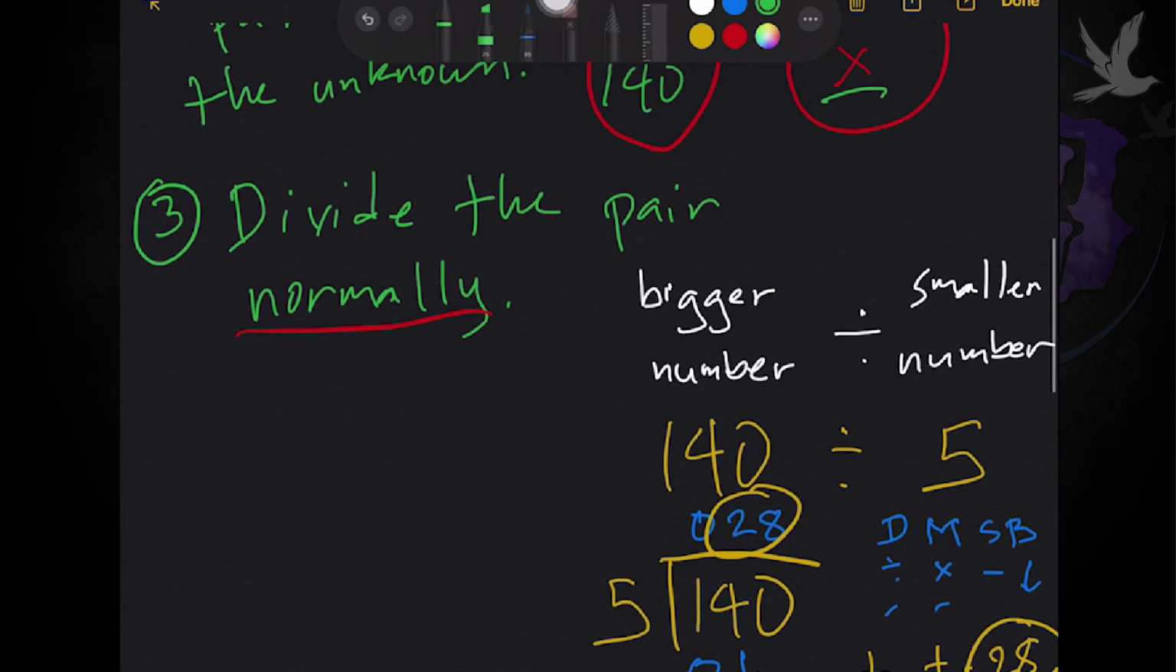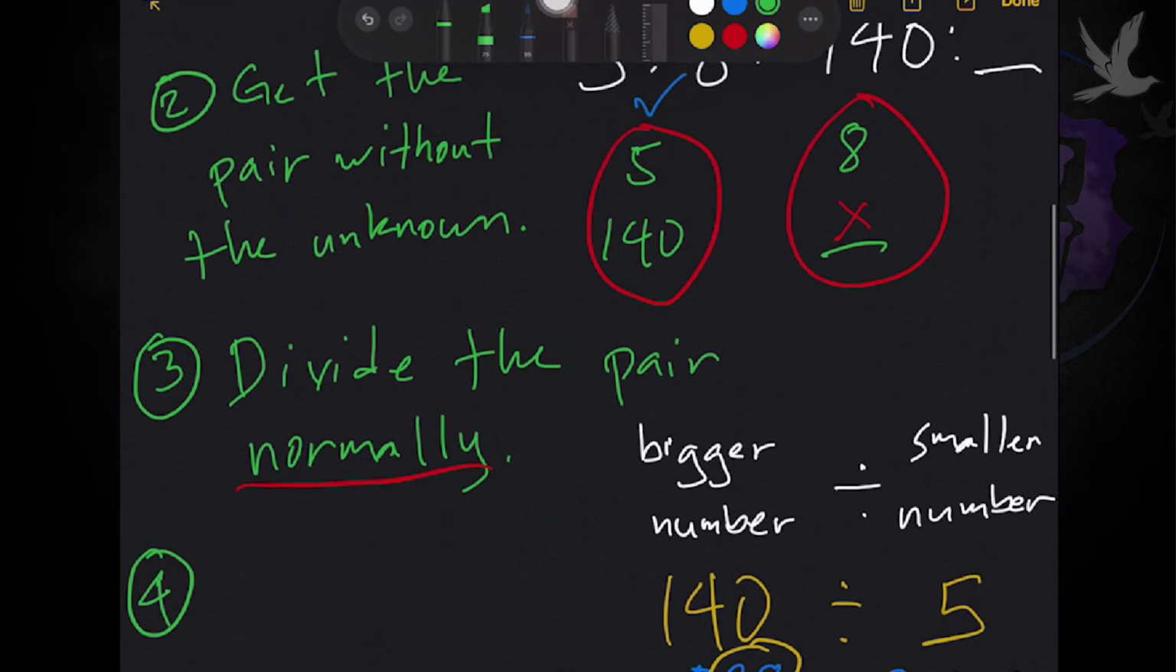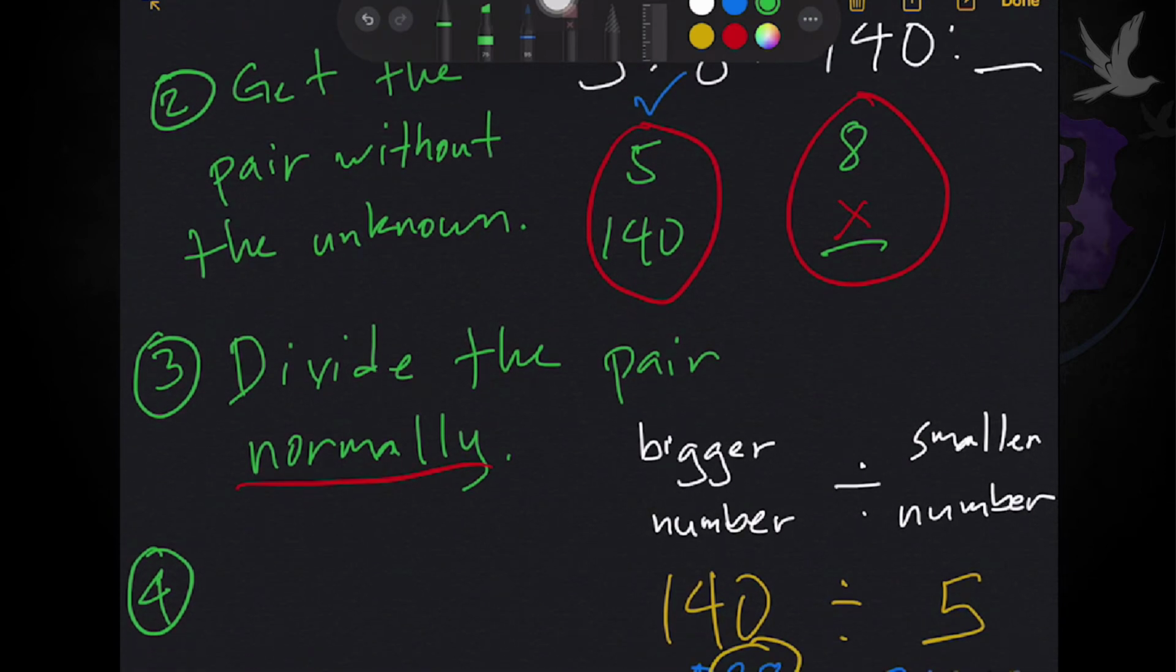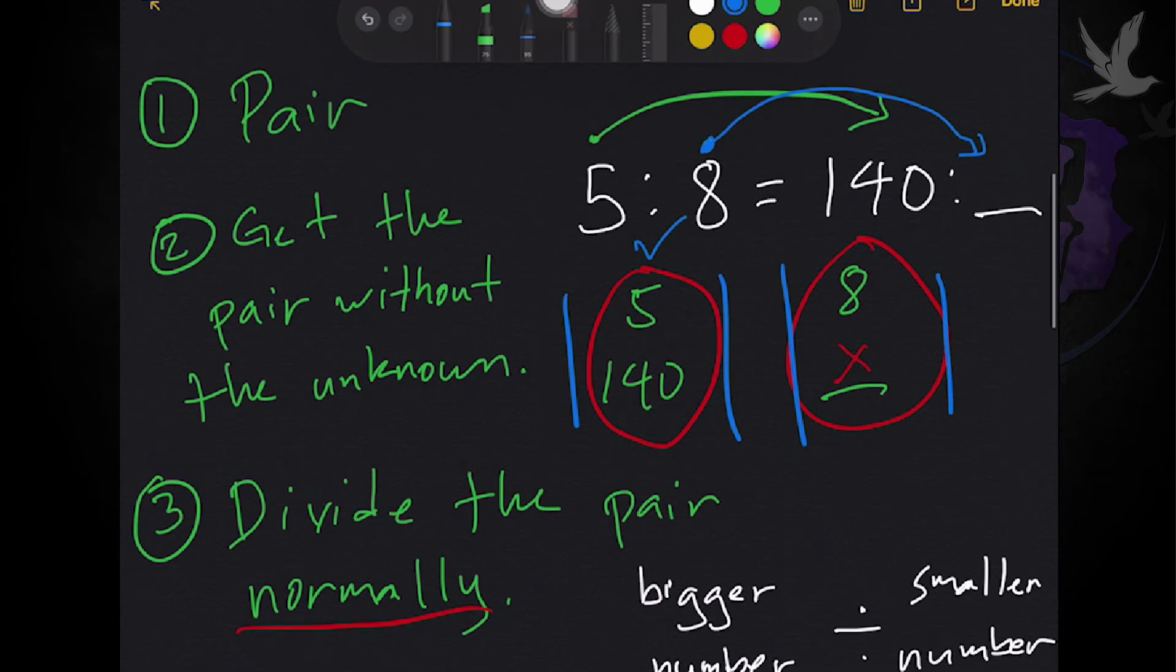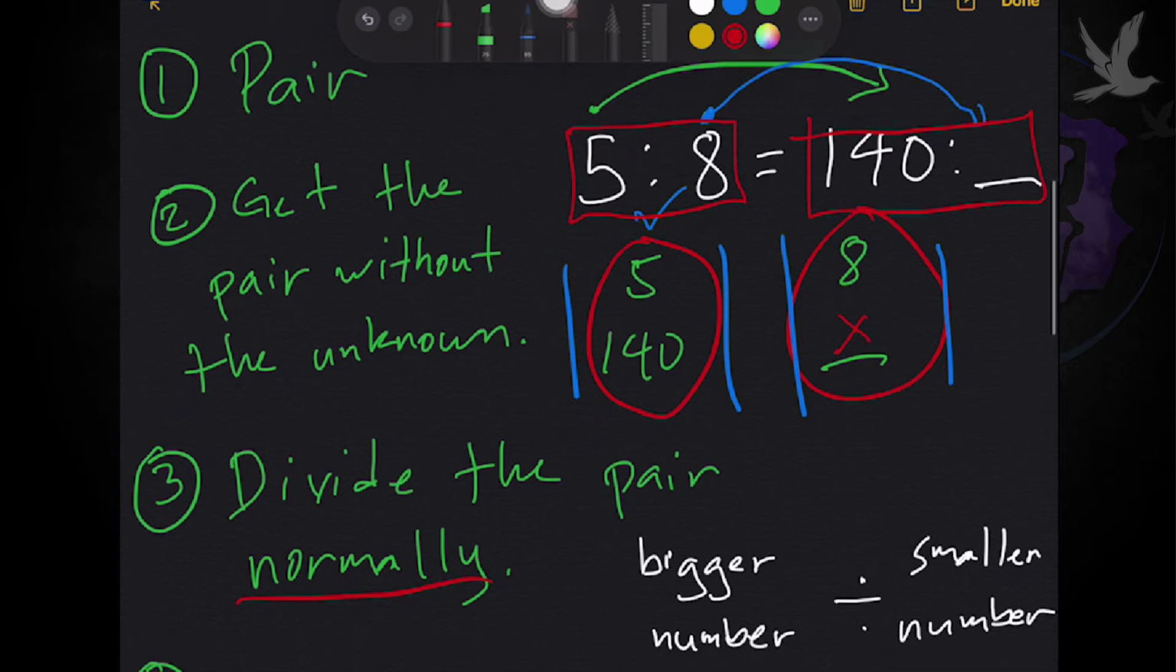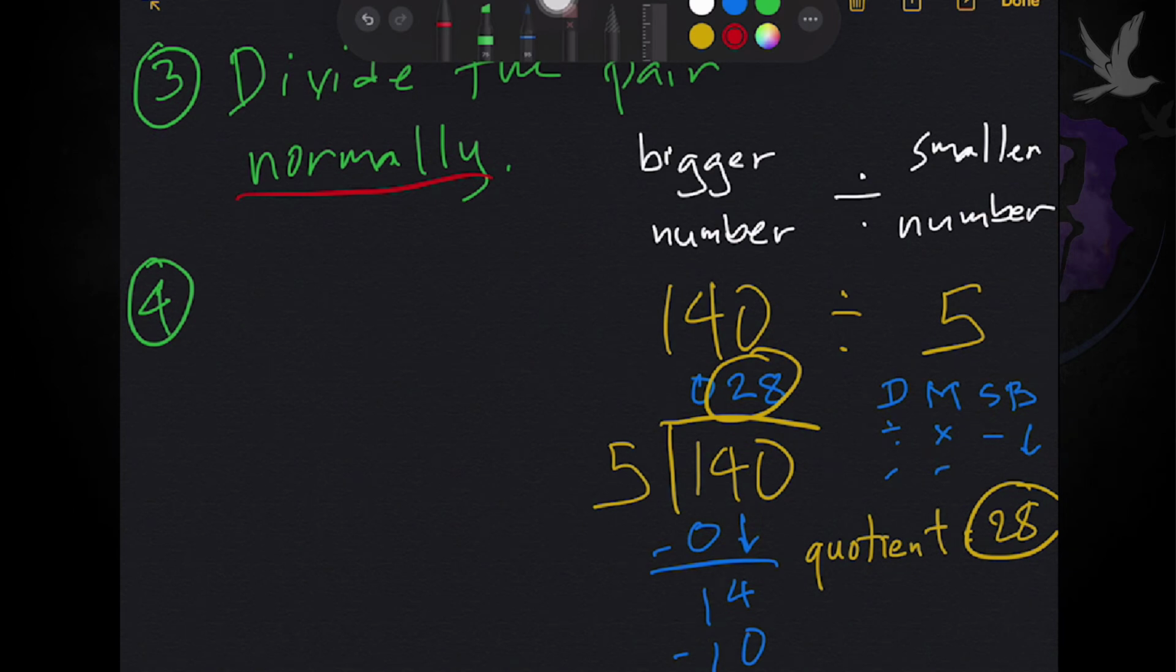Dito ngayon tayo papasok sa medyo confusing part. You have to identify the missing value. Tingnan nyo, kasi di ba kanina ang pairing is ganyan. Correct? Pero kung papansinin niyo yung partners natin, ito yung original talaga natin na ratio. 5 and 8 at saka 140 and blank. You need to be able to identify which pair is bigger and which pair is smaller. I mean ratio, okay? So ganyan na lang ang gagamitin nating terms ngayon.